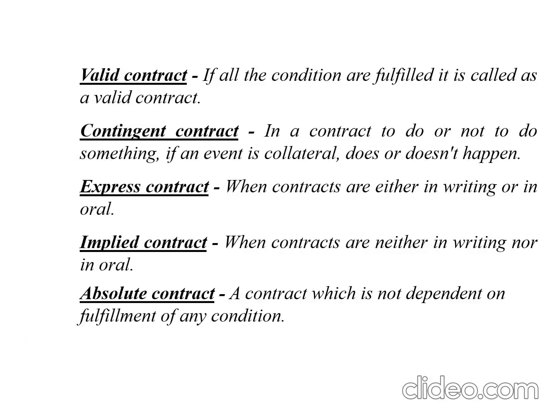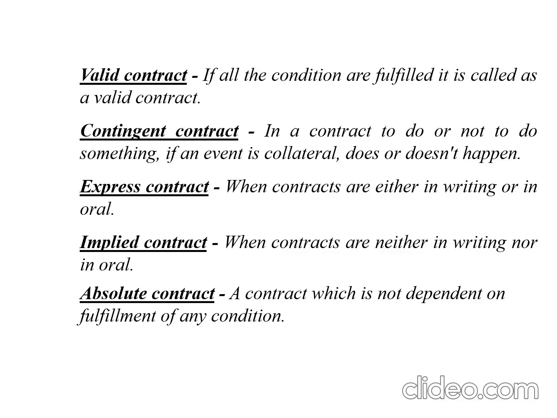As you can see, if all the conditions are fulfilled, it is called a valid contract. Contingent contract: a contract to do or not to do something, if an event collateral to it does or does not happen, like an insurance contract. Express contract: when a contract is either written or oral, but the details of the contract are mentioned specifically, it is called an express contract. Implied contract: when a contract is neither written nor oral, but it is implied that both parties to the contract know the details.